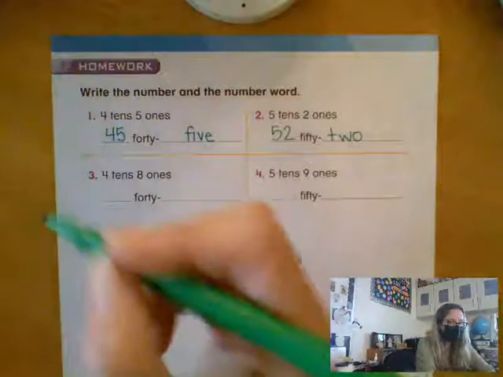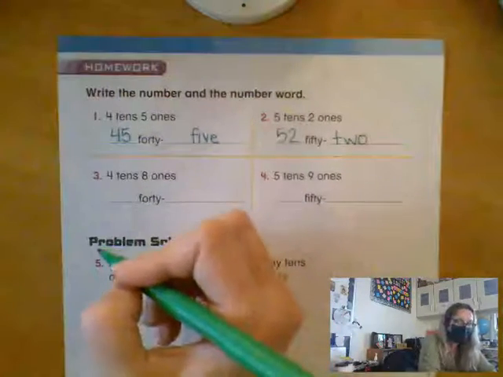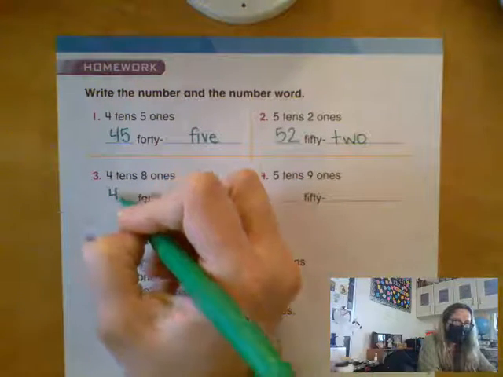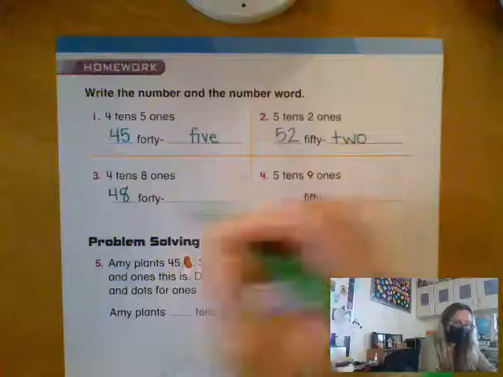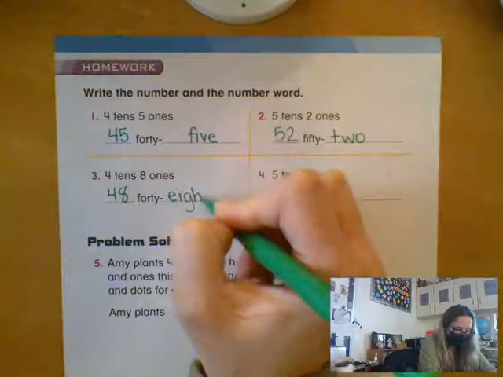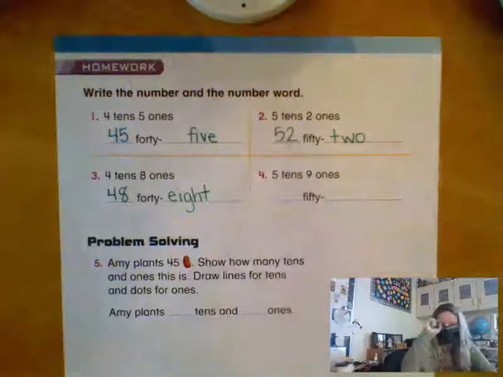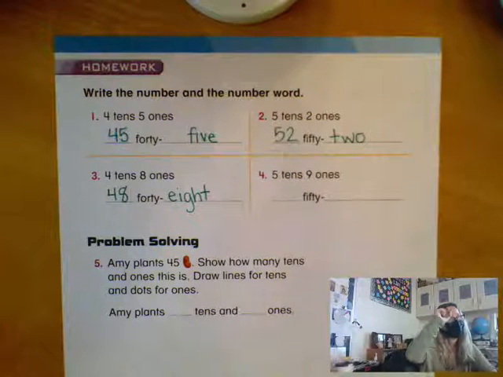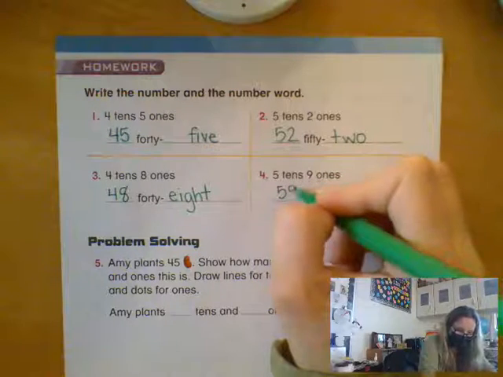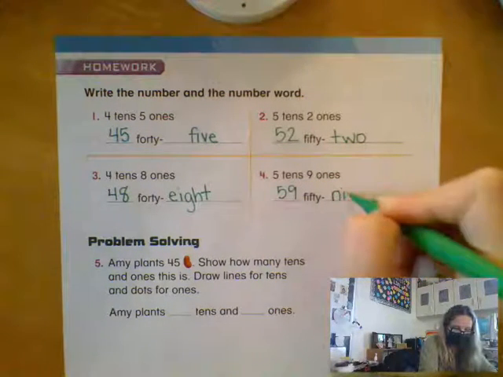Connor, do number 3, 4 tens and 8 ones. 4 tens and 8 ones are 48. Excellent. And they wrote 40, so we'll write 8. Jacob, do number 5, 5 tens and 9 ones. 59. Excellent. They wrote 50, so we'll write 9.